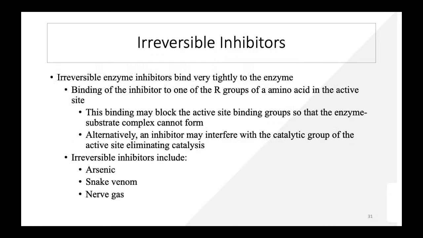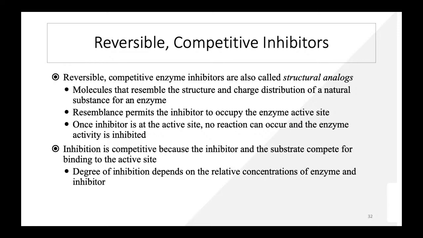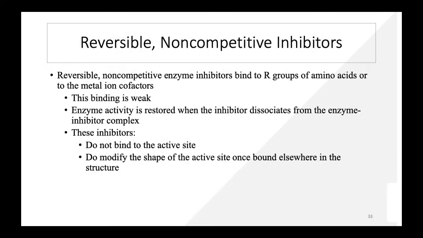Irreversible inhibitors, for example arsenic, snake venom, tightly bind to the enzyme. They find the active site, so it doesn't let the ES complex form and no catalysis happens. On the other side, reversible competitive inhibitors are also called structure analogs. They resemble a decoy of the substrate and occupy the enzyme active site, and no reaction would occur in this case. But the degree of inhibition depends on the relative concentration of enzyme and inhibitor.